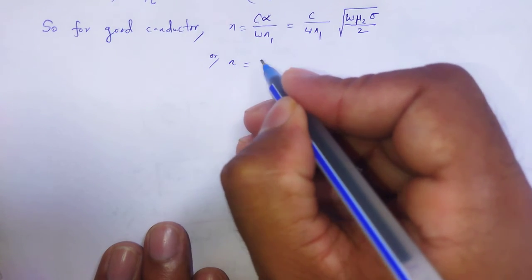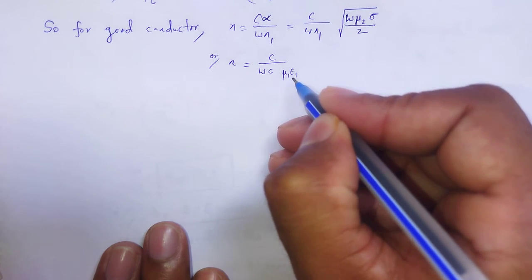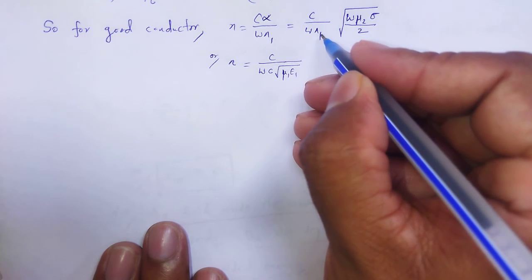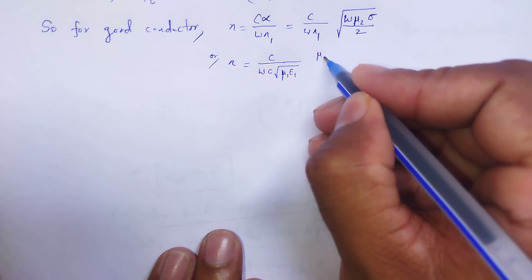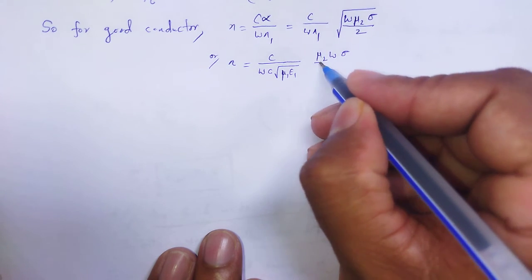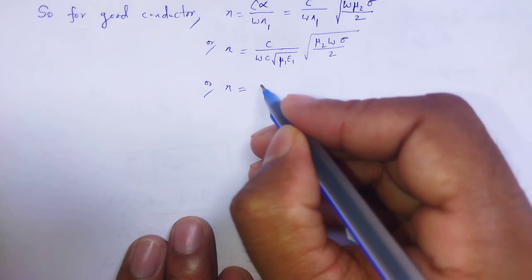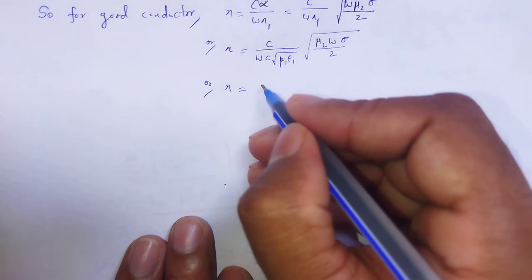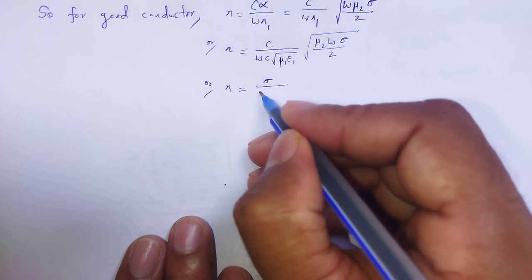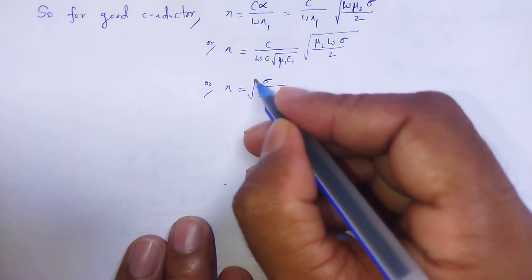So, n is equal to C by omega C mu 1 epsilon 1, that is for n1, mu 2 omega sigma divided by 2 under root. So, we obtained n is equal to, C cancelled out, that of under root term as sigma divided by 2 omega epsilon 1 under root.